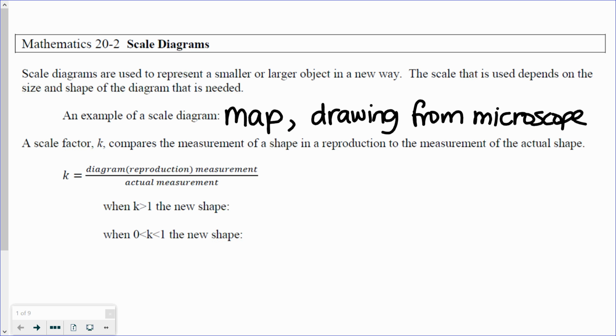microscope. So a scale factor, so we'll use the letter K to describe scale factor in this unit. So when you see a K, that's talking about the scale factor, compares the measurement of a shape in a reproduction to the measurement of the actual shape. That probably should also have the word linear here. The linear measurement of a shape in a reproduction to the measure of the actual shape.